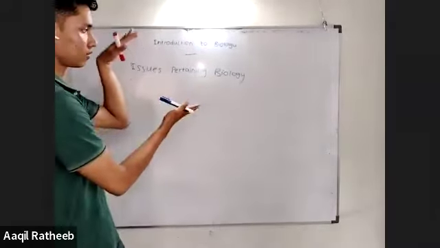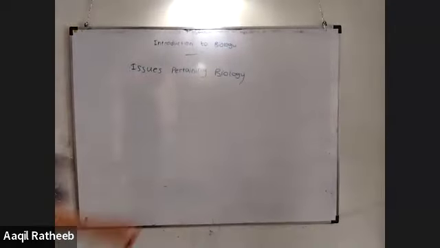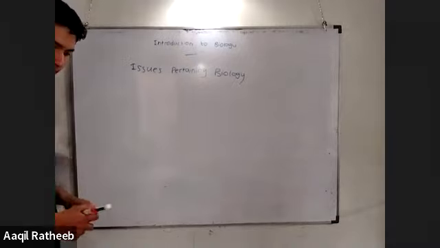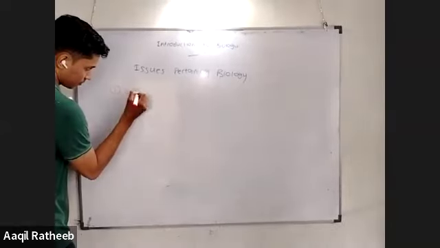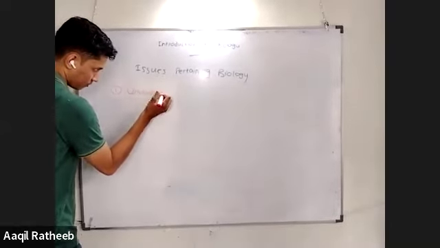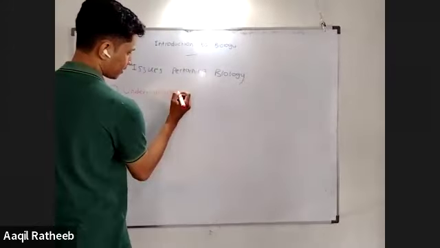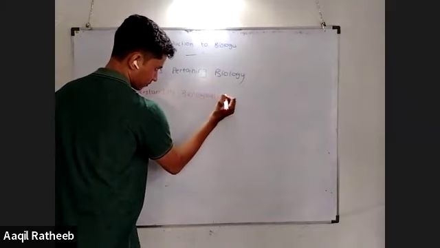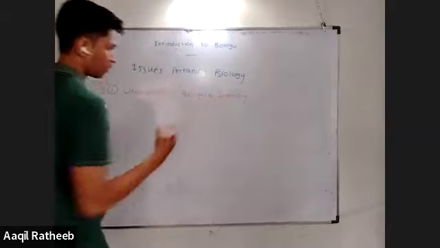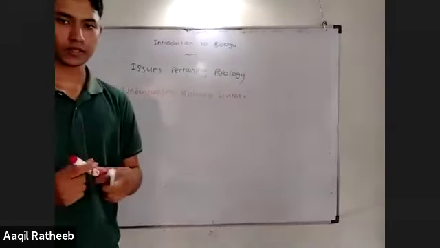Write the topic, issues pertaining to biology, in your book. Under that, I'll give some subtopics. The first topic is understanding biological diversity.